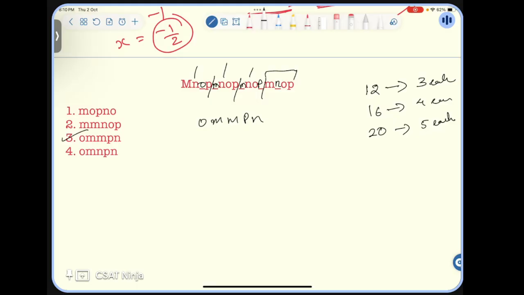So the concept is this one. If there are 12 terms, you divide 3, 3 each. If there are 16 terms, you divide 4, 4 each. If there are 20 terms, you divide 5, 5 each. So we can expect this kind of question because NSSB hasn't asked this type of question yet.